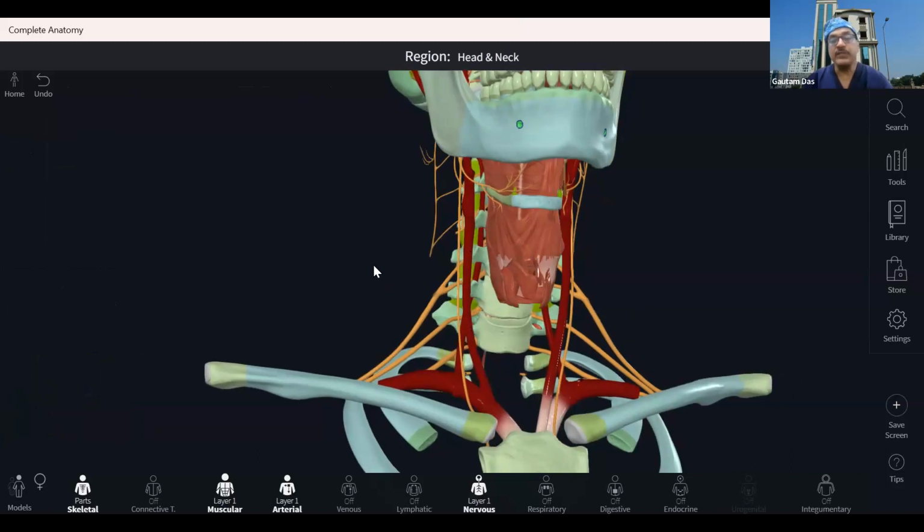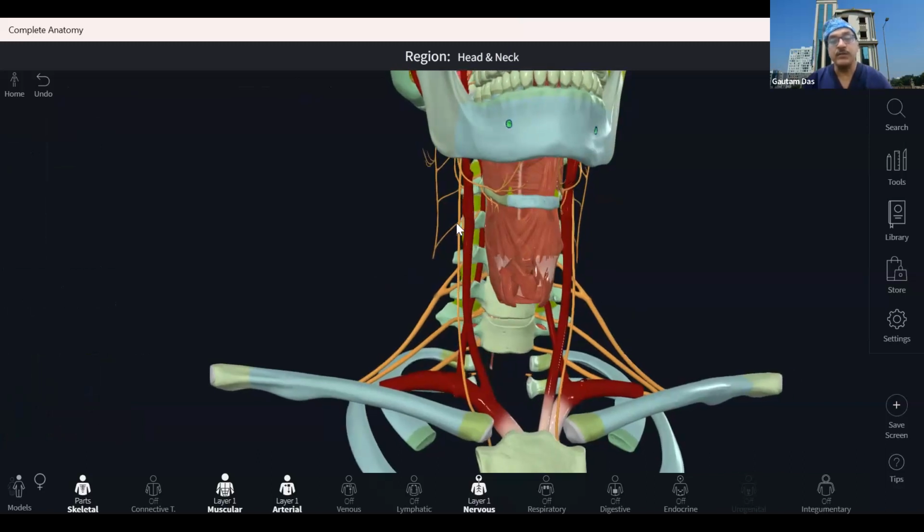So we'll be able to identify these nerves, and also another nerve which goes just lateral to the carotid artery, the vagus nerve. The vagus nerve also is very nicely visible between the jugular vein and the common carotid artery. You'll be able to identify the vagus nerves.